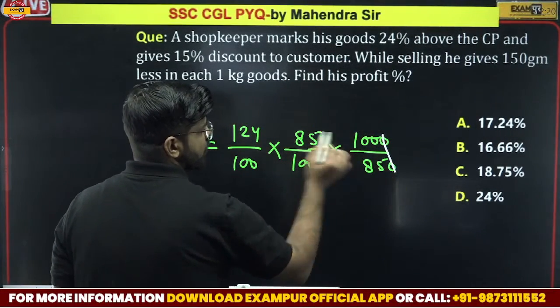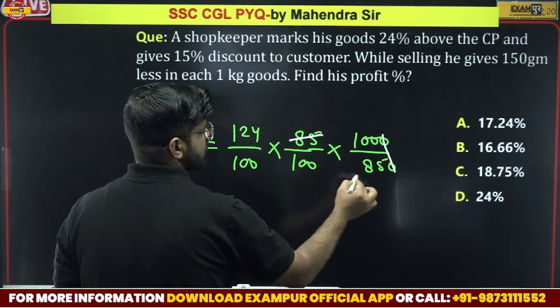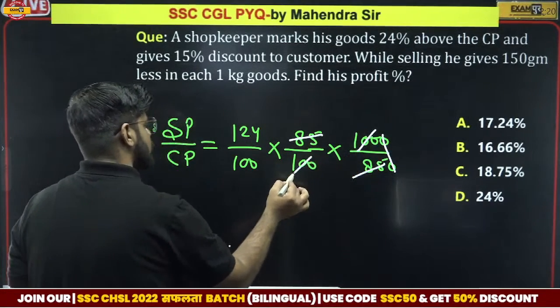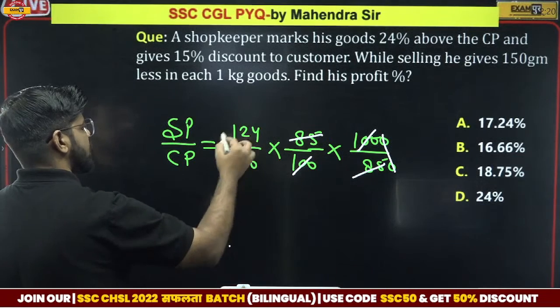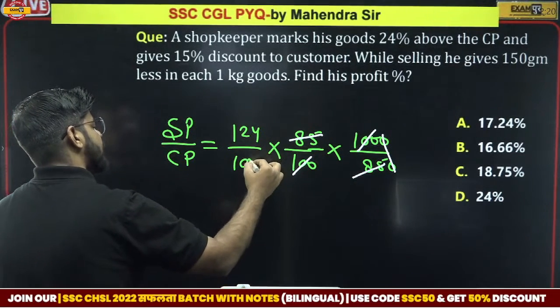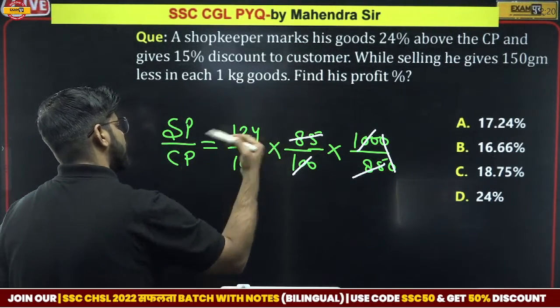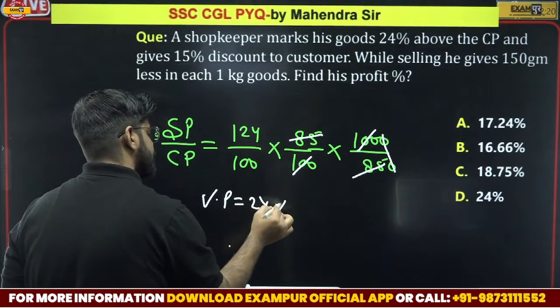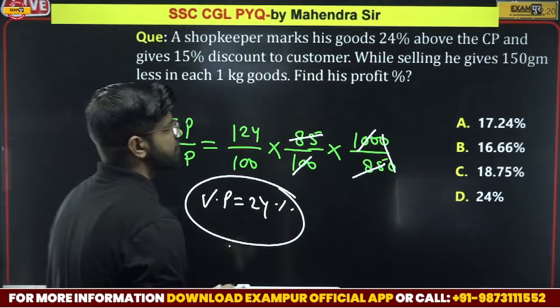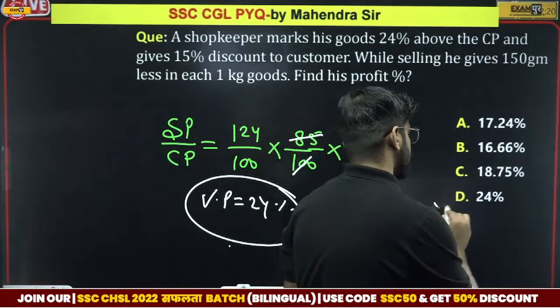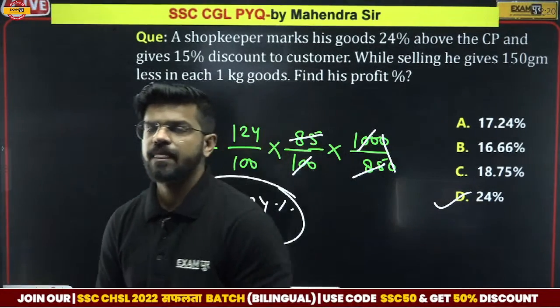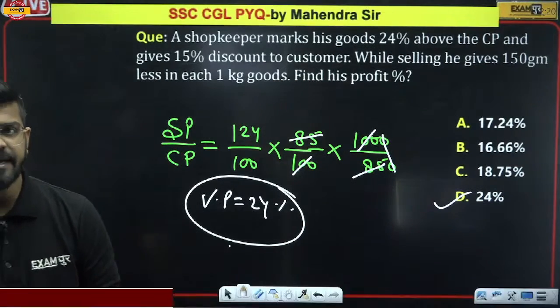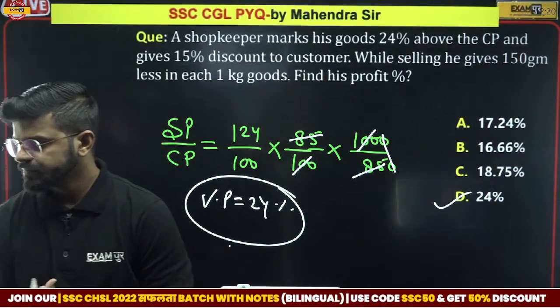So this 0 gets cancelled out. 85 gets cancelled out by this. 100 will cancel out by this. So what is remaining? 100 will become 124. It becomes 124 when the profit percent is 24%. That means option number D is my right answer. Is it clear to everyone?